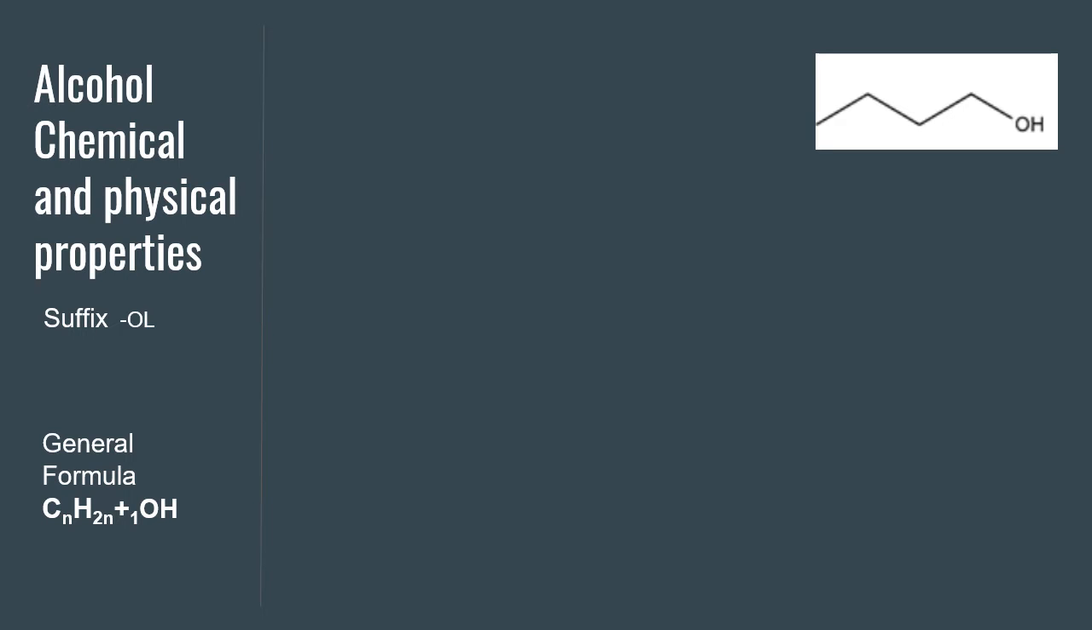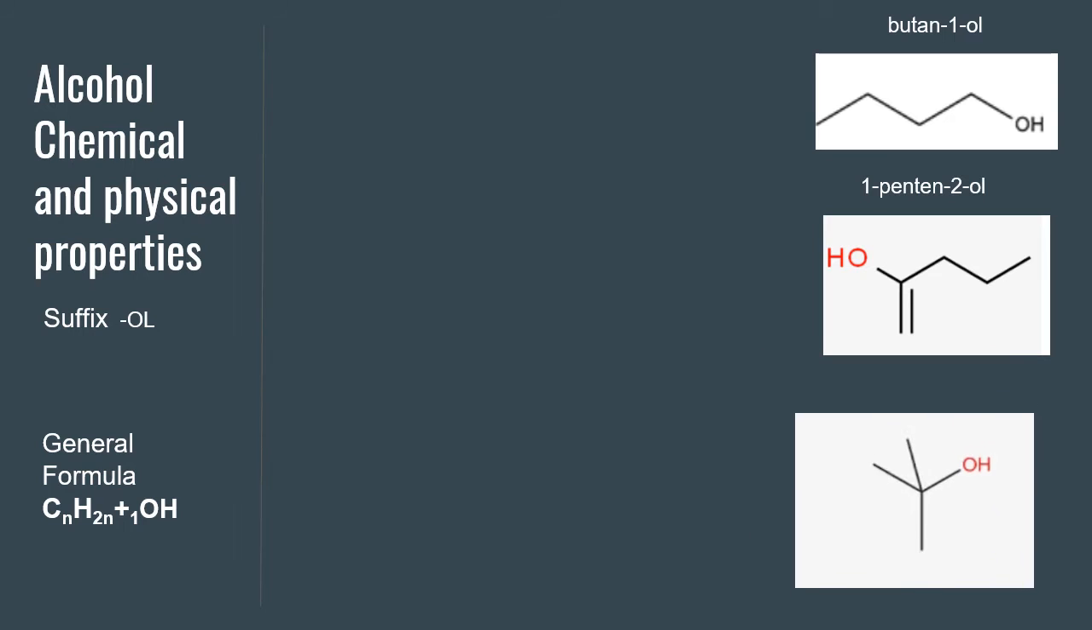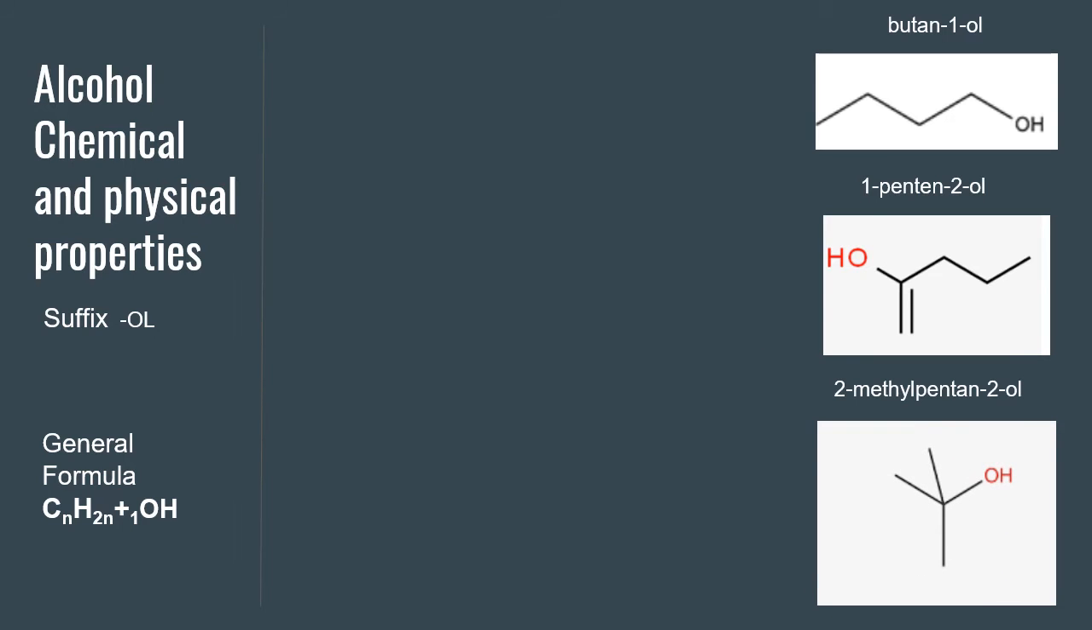Next, we find the functional group OH and see what carbon it is attached to. This is attached to carbon 1. The name of this alcohol is butan-1-ol. I have also given diagrams of pentan-2-ol and 2-methylpentan-2-ol to help you see the IUPAC system when naming.